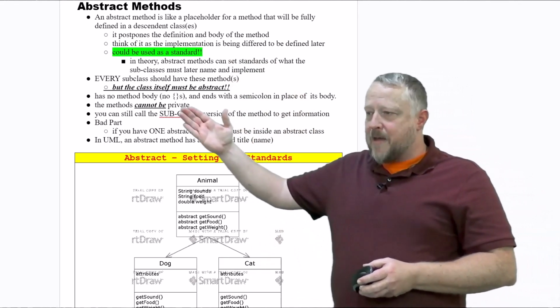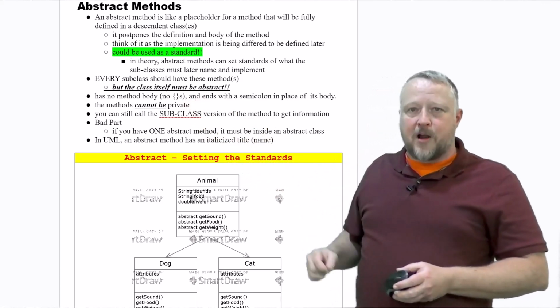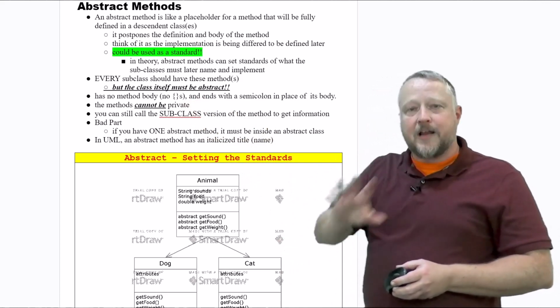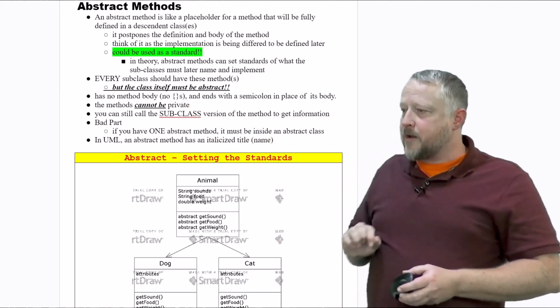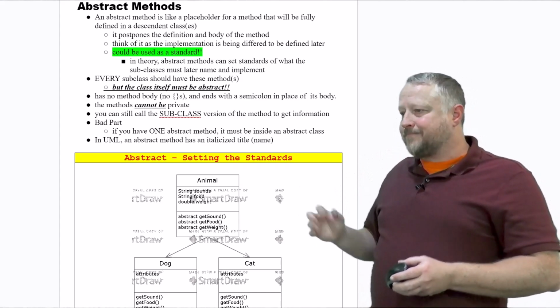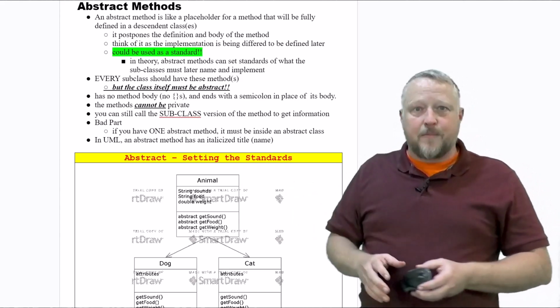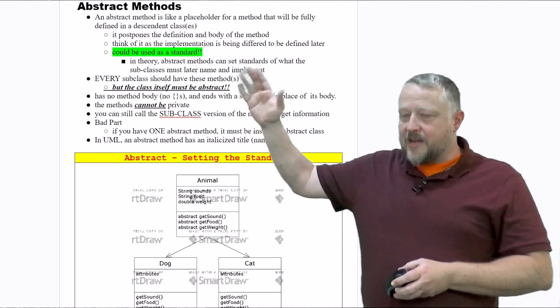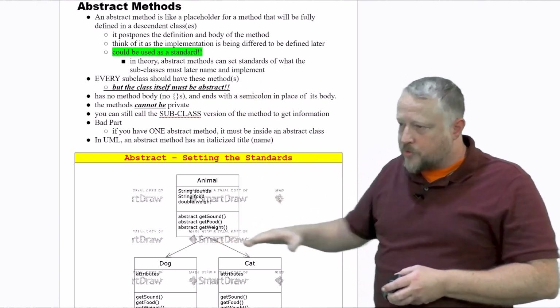You're going to notice that the method actually has no squiggly braces around it. That's the other interesting weird part. And again, I'm going to show you a whole bunch of code here in a minute, so bear with me on that one. I'll leave it at that for right now for methods. But again, abstract methods are a nice way of setting a standard for your subclasses.